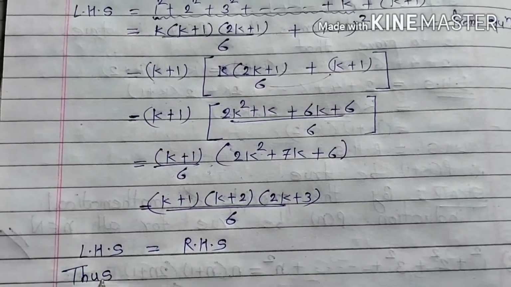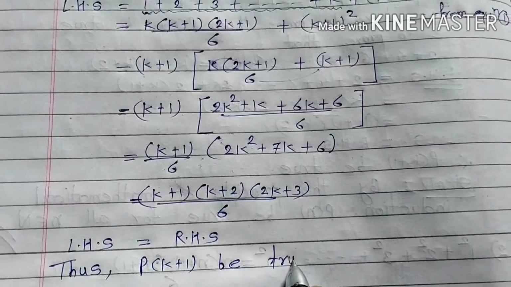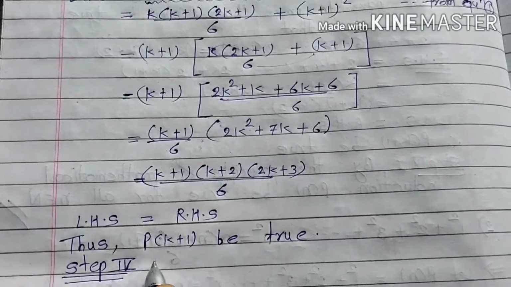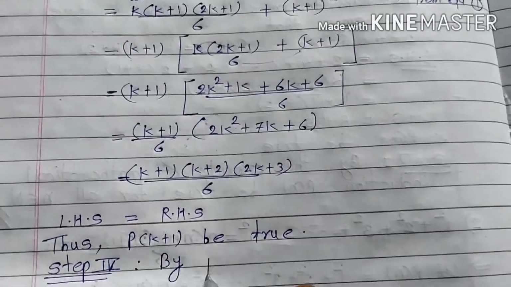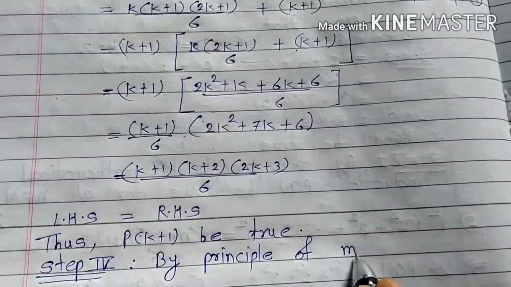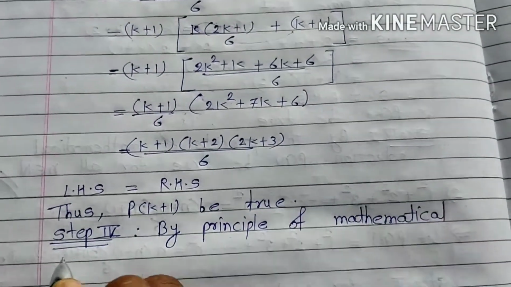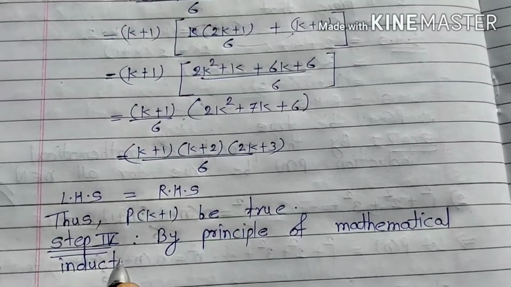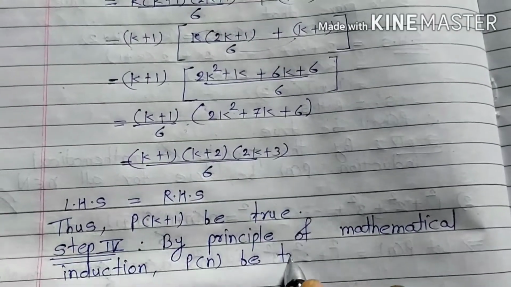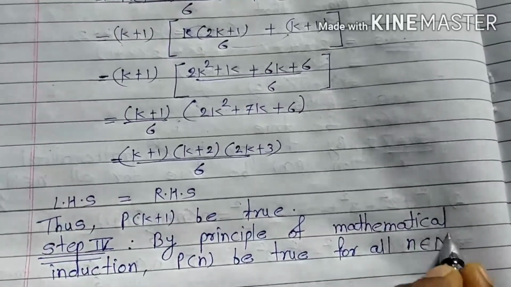Thus P of k plus 1 is true. And step 4th, by principle of mathematical induction, P of n is true for all n belongs to natural number.